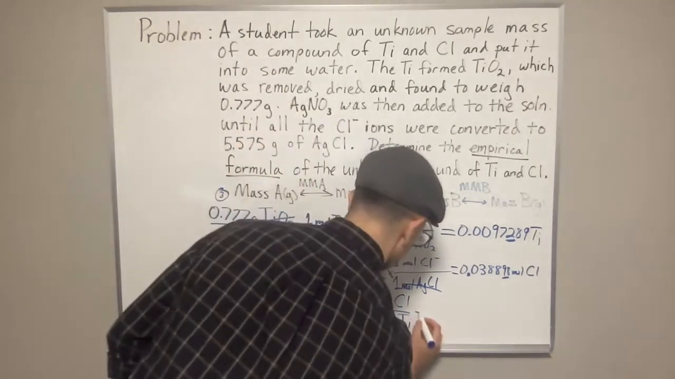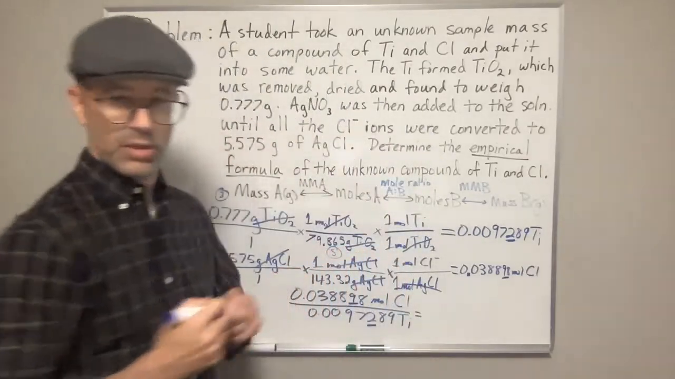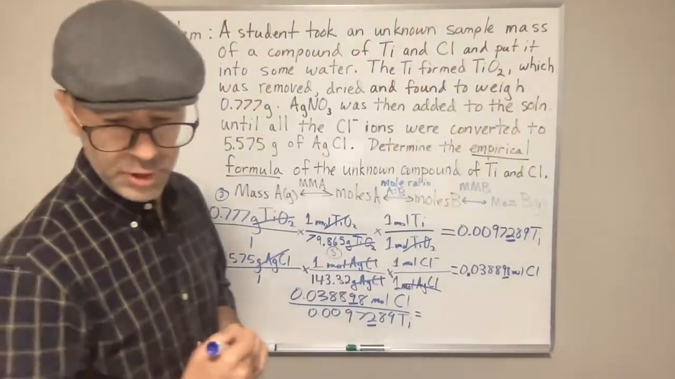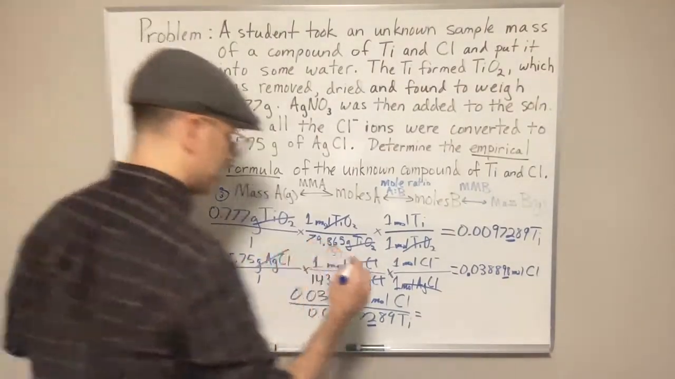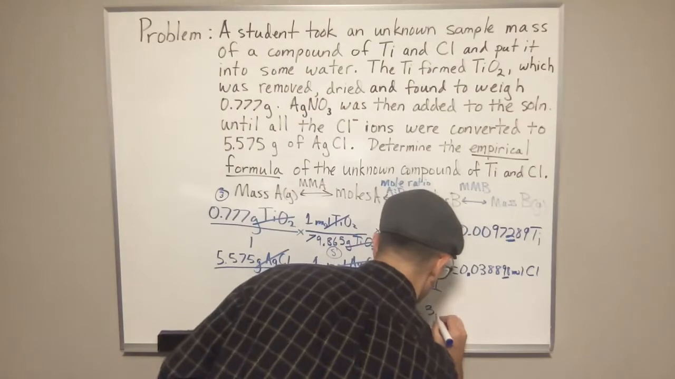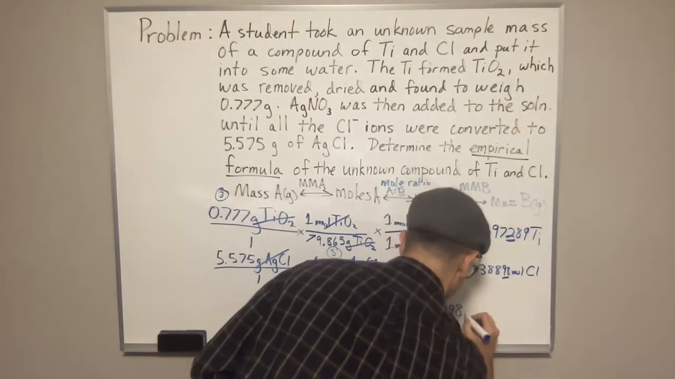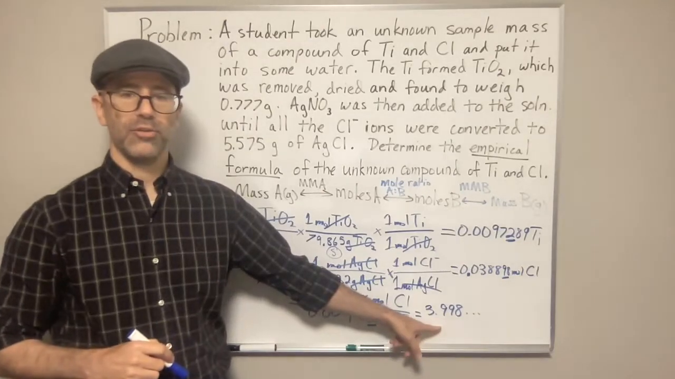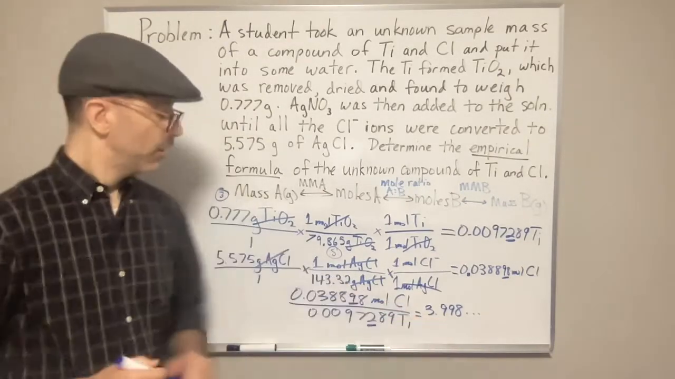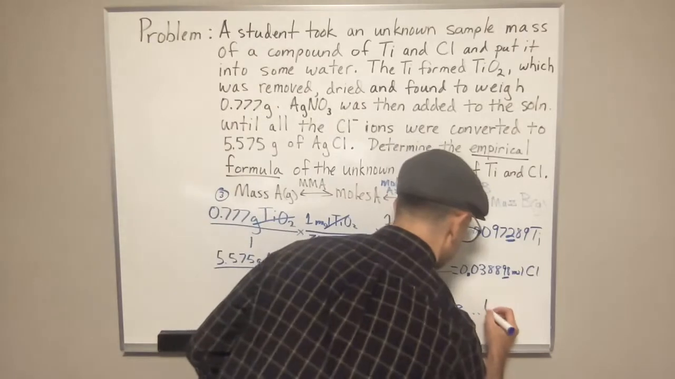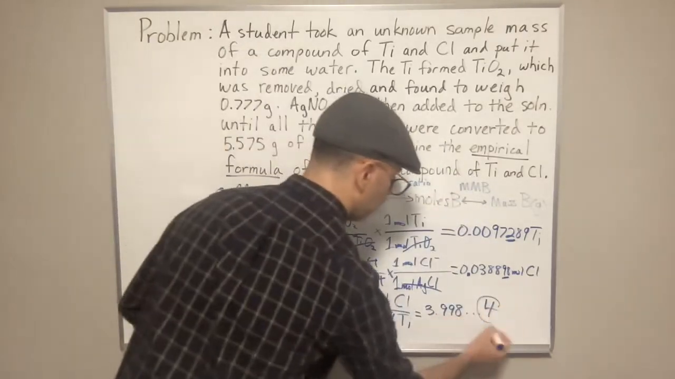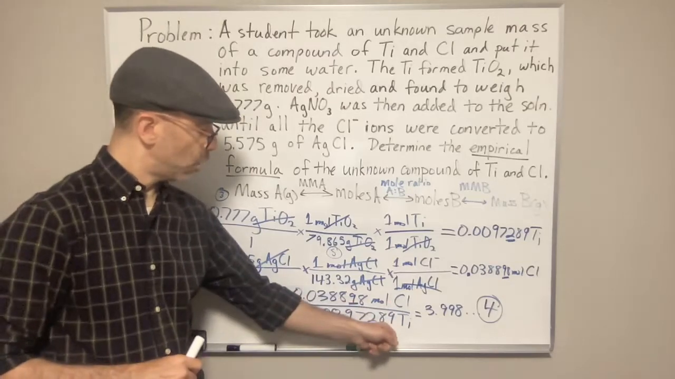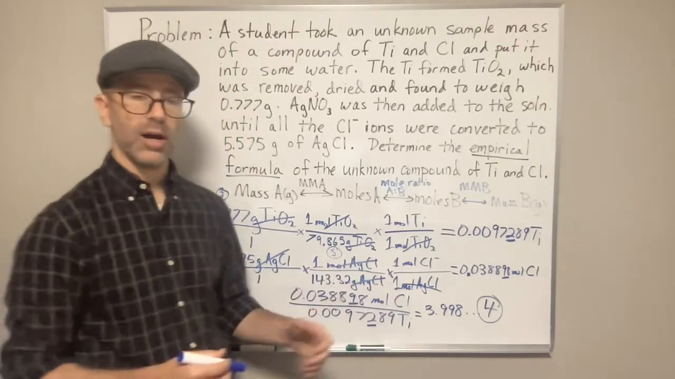And so when we divide those, we get 3.998... And so as you can see, that is really close to 4. So might as well round to 4. So that means that the ratio of titanium to chlorine is 1 to 4. So there's our empirical formula.